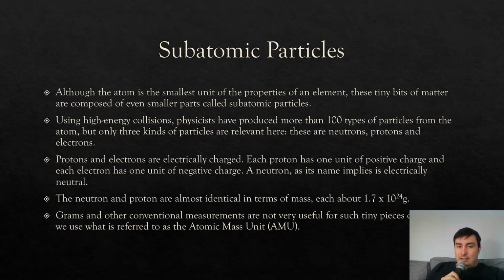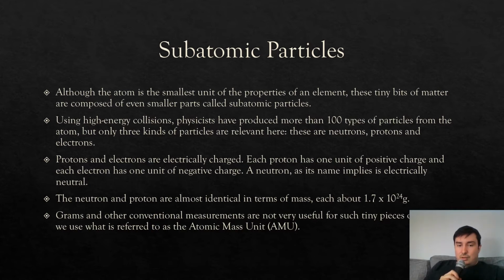There are only really 3 kinds of particles that are relevant here, and these are the neutrons, the protons, and the electrons. Protons and electrons are electrically charged. Each proton has 1 unit of positive charge, and each electron has 1 unit of negative charge. A neutron, as its name implies, is electrically neutral.